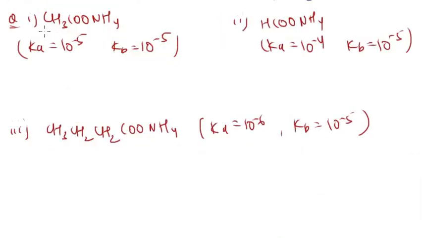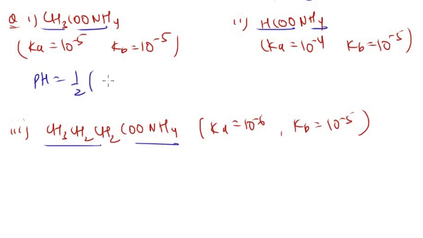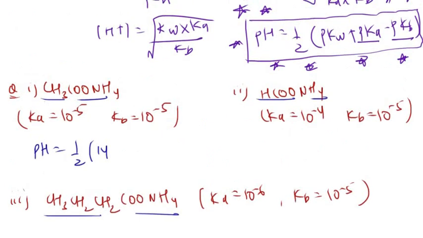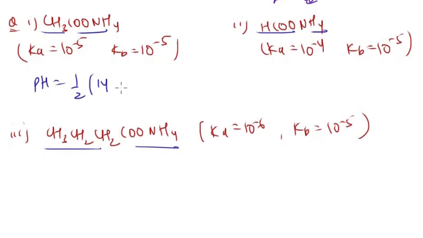Now, we have given some questions. I'd appreciate you pausing the video and trying to answer them on your own. We have been given Ka and Kb values and we have to calculate the pH. We know in the case of salt hydrolysis of a weak acid and weak base, the pH doesn't depend on the concentration. So here pH equals 1 by 2 of pKw, which is 14, plus pKa minus pKb.